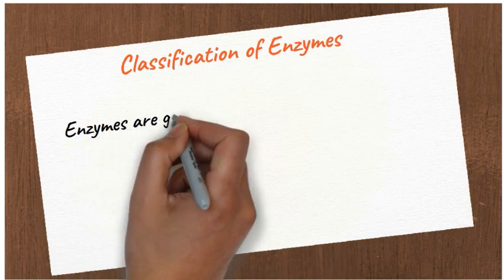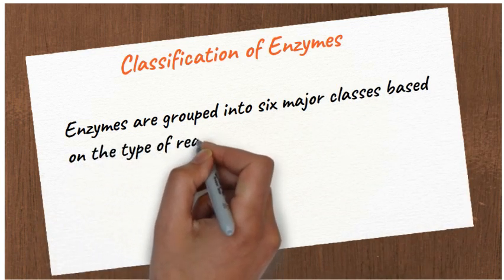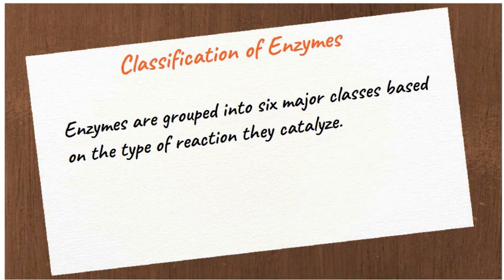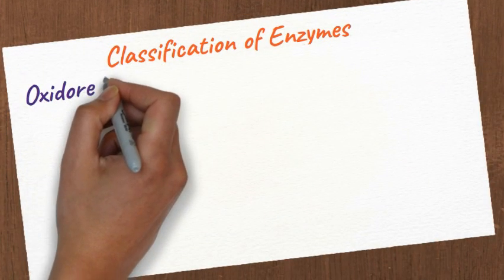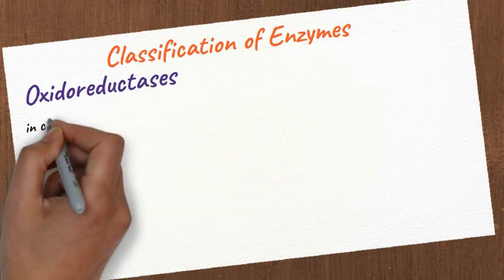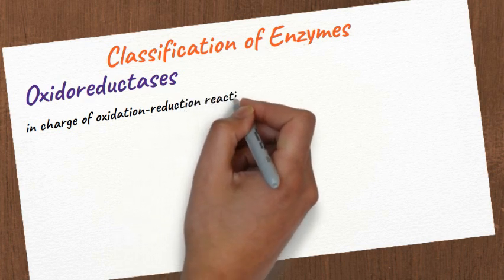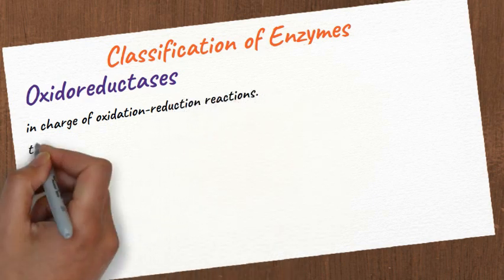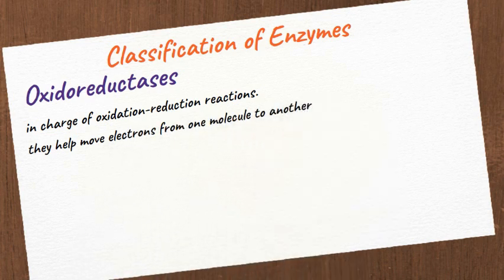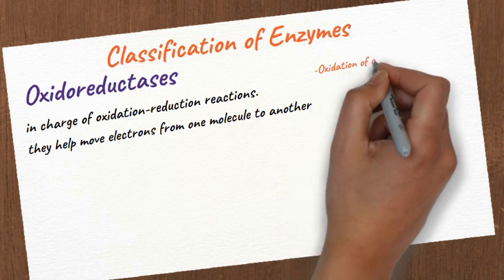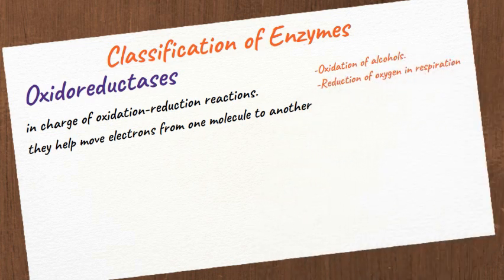Enzymes are grouped into six major classes based on the types of reactions they catalyze. Let's go through them one by one, starting with oxidoreductases. Oxidoreductases are in charge of oxidation reduction reactions. This means they help move electrons from one molecule to another. They are involved in reactions like oxidation of alcohols and the reduction of oxygen in respiration.